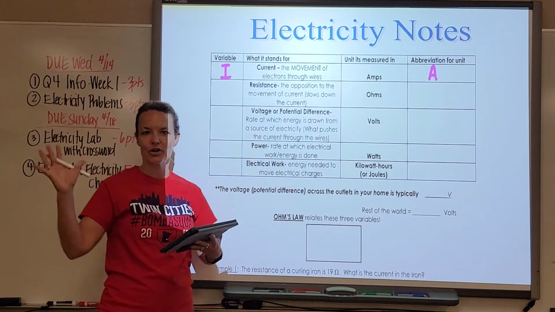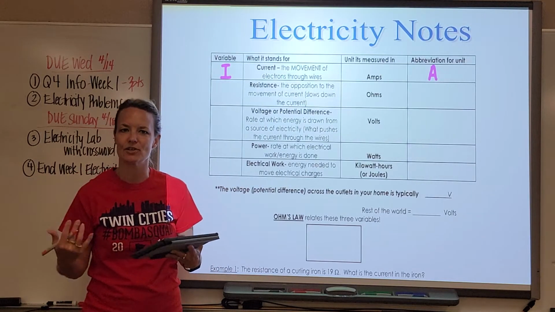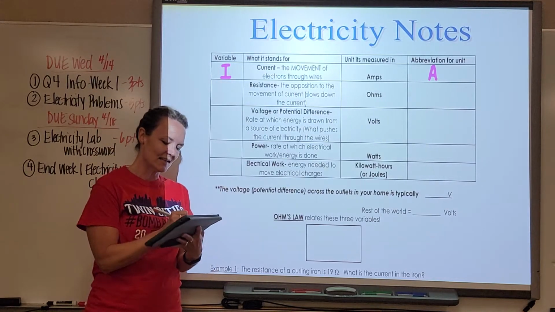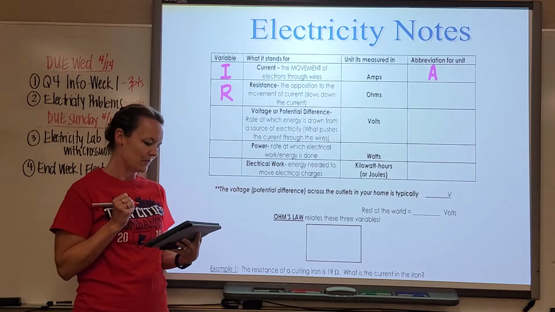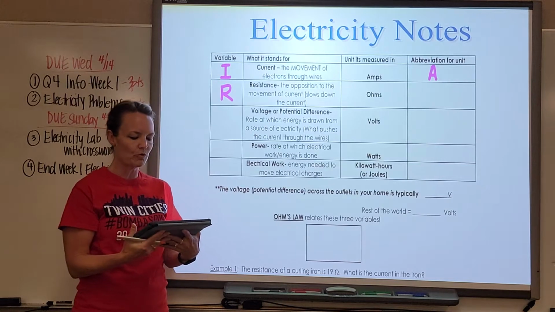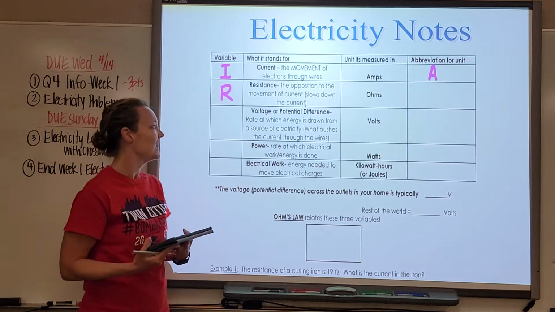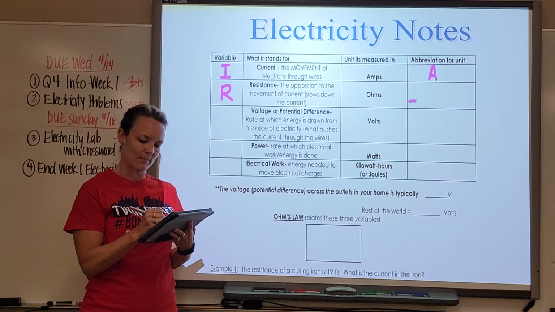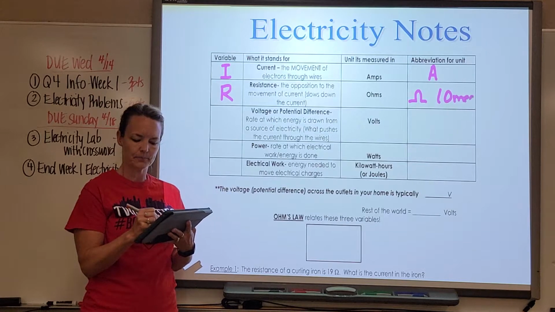When the current meets an appliance or a light bulb or something that slows it down, it is said to meet resistance. Resistance, it is an R for the variable that you see in the equation. It is the opposition, that means it slows it down, to the movement of current. So it's what slows down the current that's flowing through the wires. It is measured in ohms, which is this little upside down horseshoe. It is the Greek letter omega.